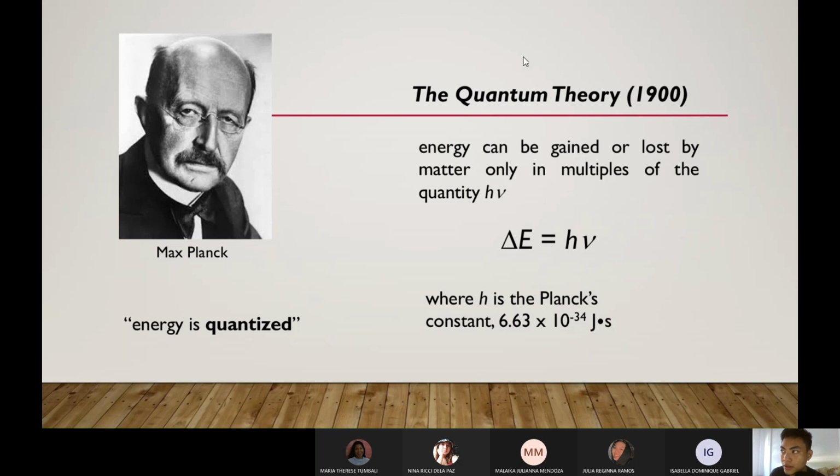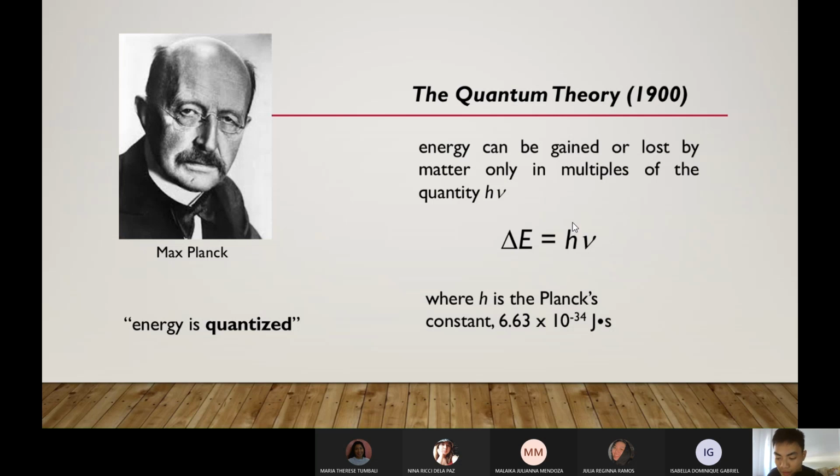So, first, the development of quantum theory. Okay? So, one of the starting pioneer persons here is Max Planck, who said that energy is quantized now. Okay. So, the equation to be used to get the energy of a light is delta E equals h nu, okay, or hv, where h is the Planck's constant, okay?